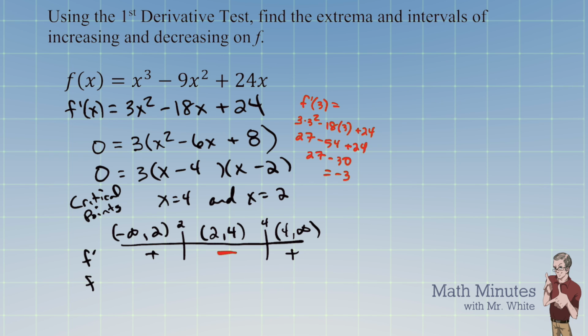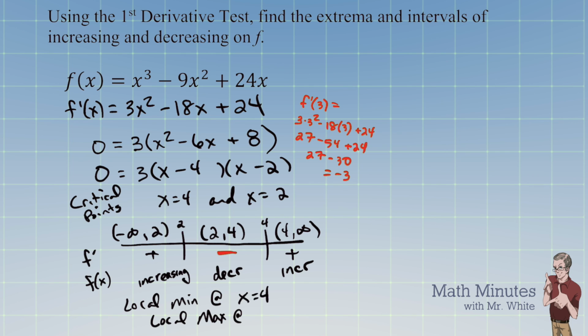So f of x is increasing, decreasing, and then increasing again, just like we would have expected. So we have a local min at x equals 4, and a local max at x equals 2. Because we change from increasing to decreasing, it's a max. When we change from decreasing to increasing, that's going to be a min.